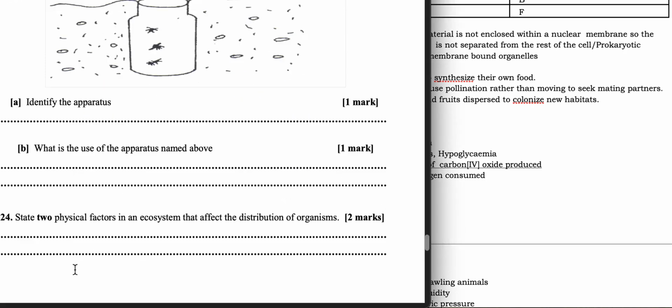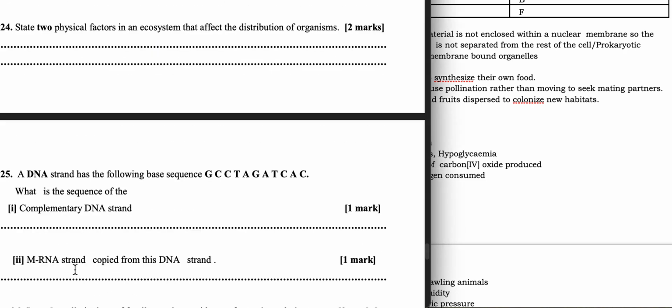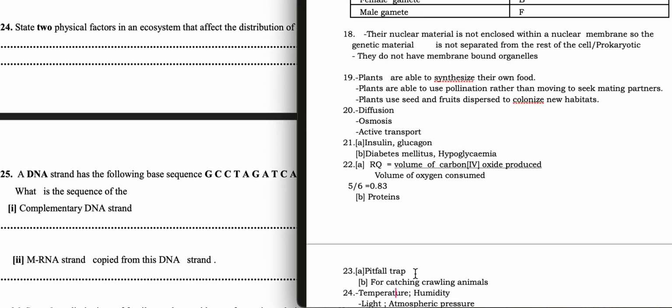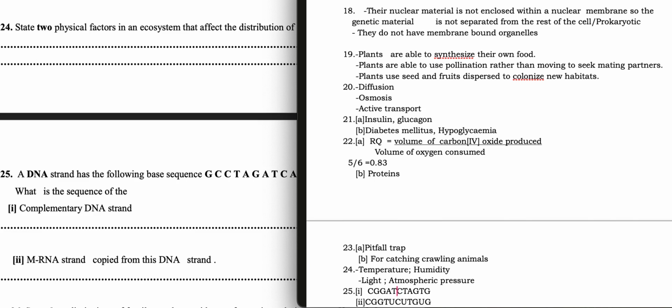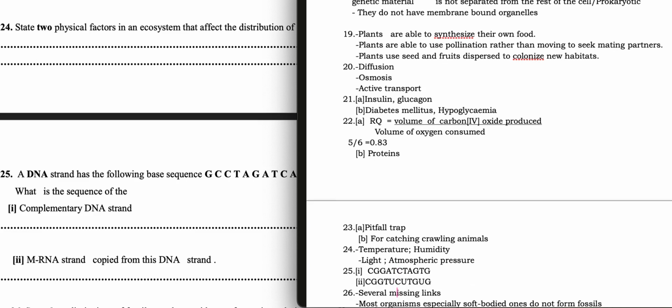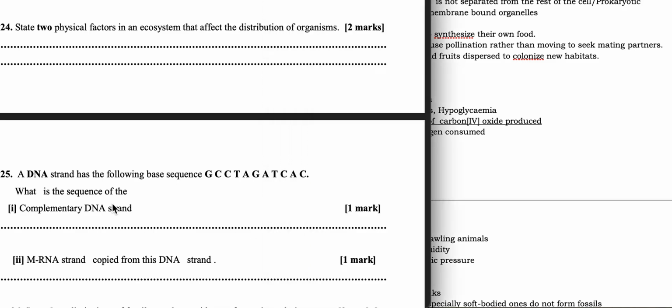Question 24. State 2 physical factors in an ecosystem that affect the distribution of organisms. Temperature, humidity, and light, and also atmospheric pressure. Question 25. A DNA strand has the following base sequence.